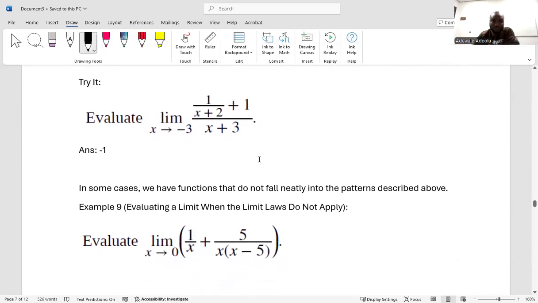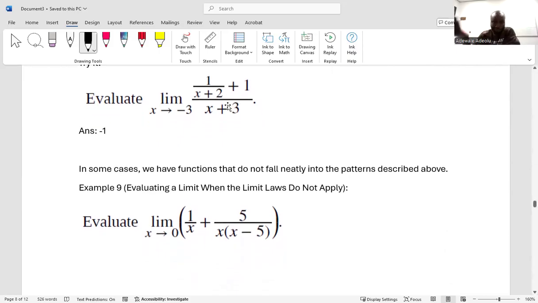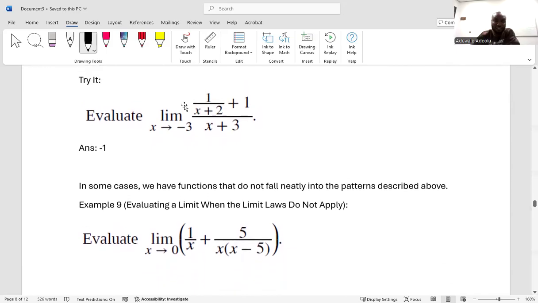So pause this video and try this out first. Does it have that form? If it is so, then simplify. And then lastly, use the limit laws to find the limit. In the end, your answer should be -1. If my work is correct, there should be -1.